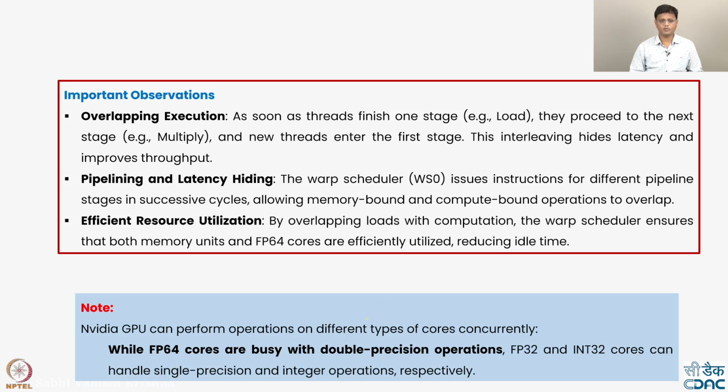Next observation is pipelining and latency hiding. The warp scheduler issues instructions for different pipeline stages in successive cycles, allowing the memory-bound and compute-bound operations to overlap. Generally, memory-bound operations always need more clock cycles compared to compute-bound operations.